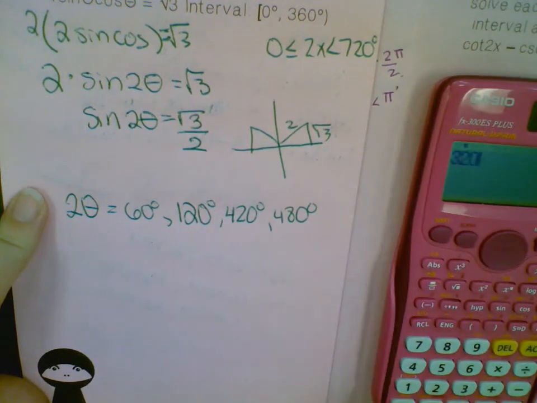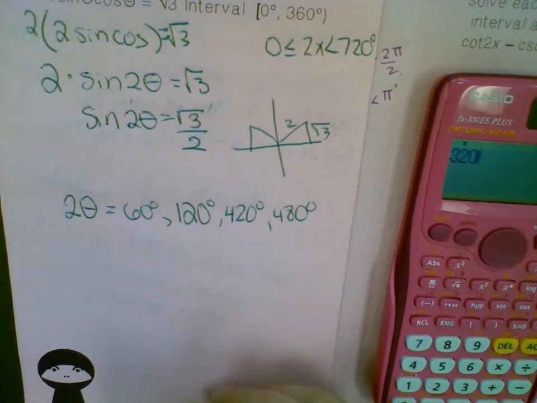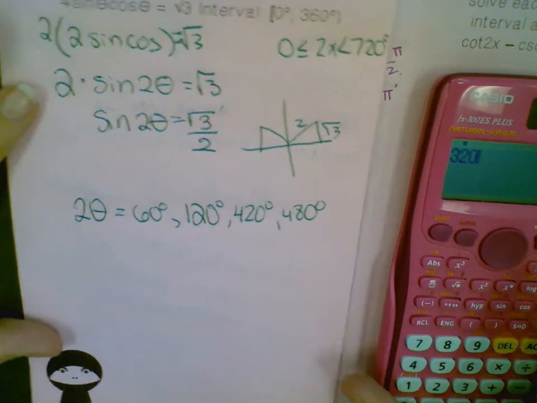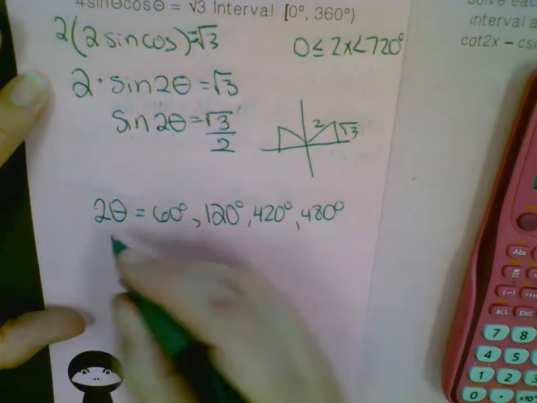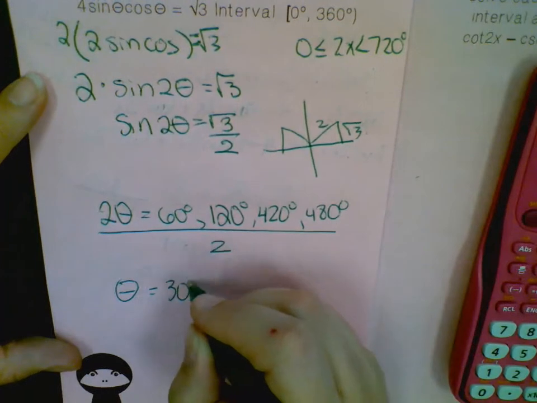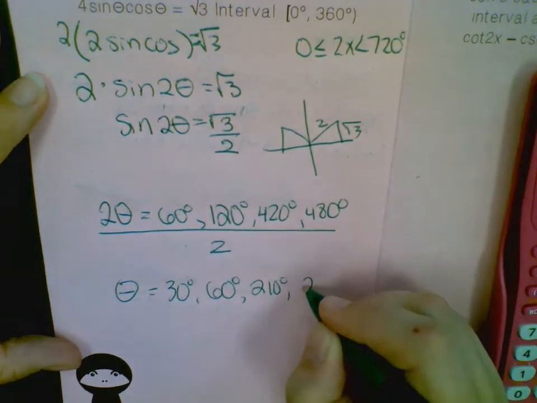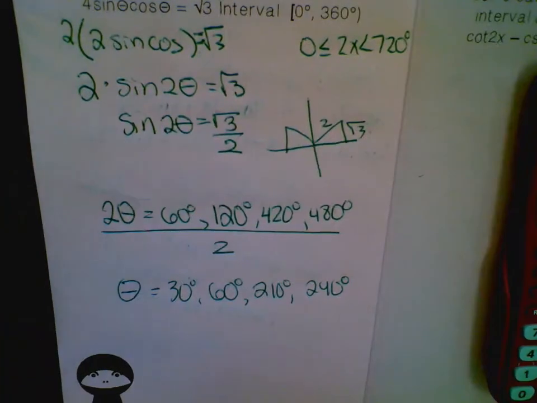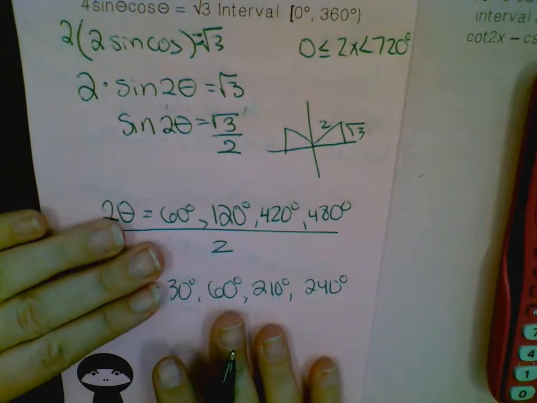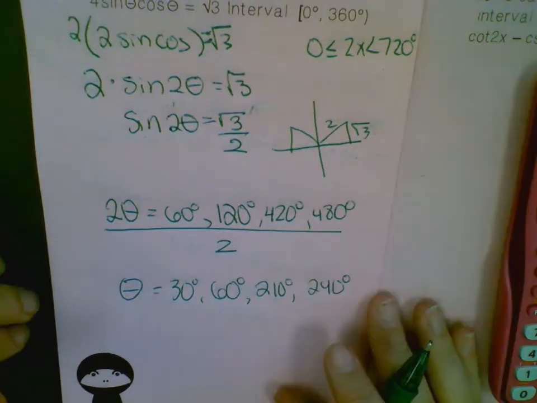This really tells you how many times you can add. Since it's doubling it, we're going to have double the amount of answers. The last one, it was tripled, so we had to add it twice. So now we just have to divide everything by 2 to get just theta. So theta equals 30, 60, 210, and 240. And that's it. This is like what we did on page 4, except it wasn't all those decimals, so it made it like 100 times easier.